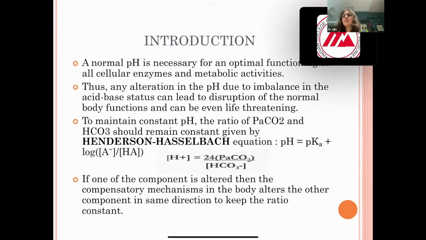If one of these components is altered, then the compensatory mechanisms in the body try to alter the other component in the same direction to keep this ratio constant, to maintain a normal pH. Okay, what does that mean? That if the CO2 level increases, then the bicarbonate will also increase to maintain the ratio, or else if the carbon dioxide level decreases, then the bicarbonate will also decrease.